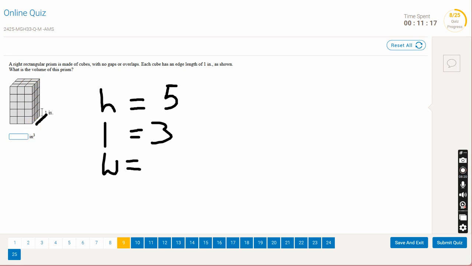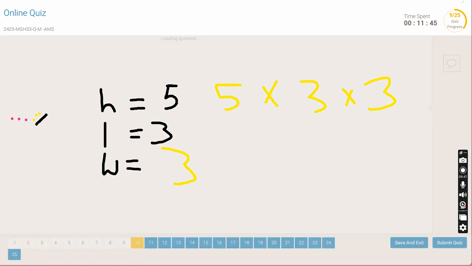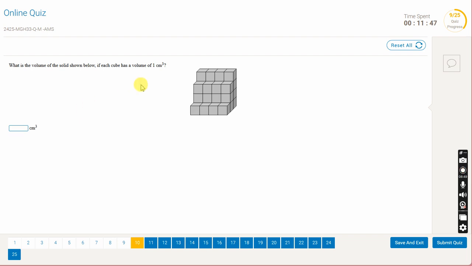Now let's color it with another color, pink. It's going to be 1, 2, 3, and then again that's the length, and also on the side, what is going to be? Width. So 1, 2, 3. So this is 3 and 3. So you multiply them. 5 times 3 times 3. What is that? 5 times 3 is 15. 15 times 3 is 45. Now let's go on this one.